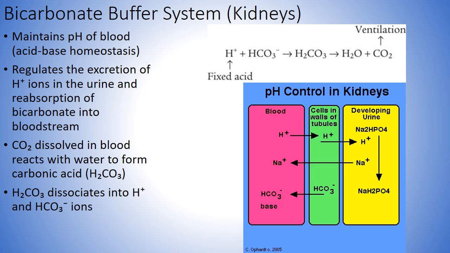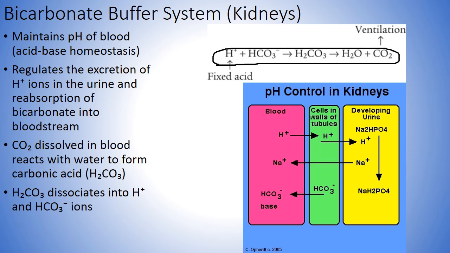Something that the kidneys also do is known as the bicarbonate buffer system. All right, kidneys maintain blood pH. Again, it's all part of homeostasis. Now, what kidneys do is continuously monitor the amount of hydrogen ions and the amount of bicarbonate ions that are in the blood. Now, this is the reaction here for the buffer system.